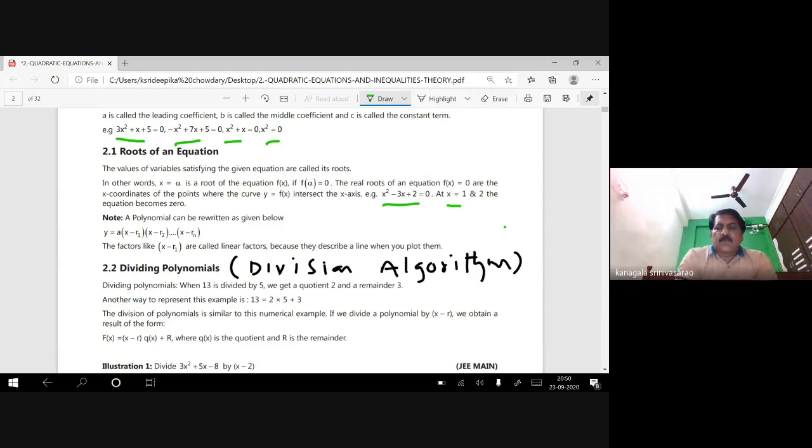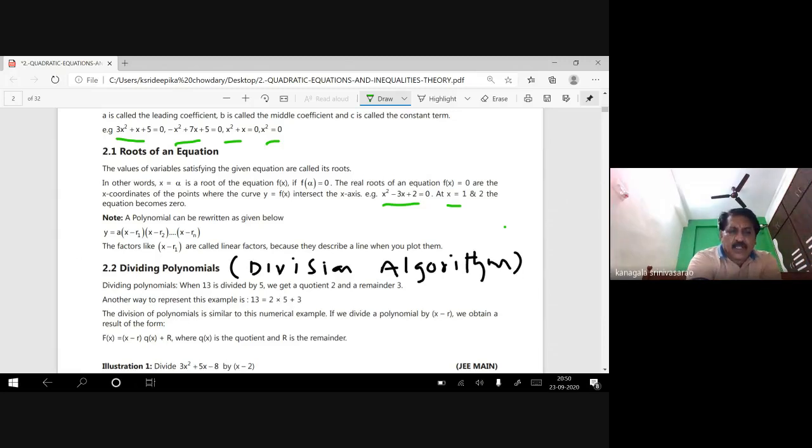The next thing is, when the roots are given, I can write a polynomial. In general notation, R1, R2, up to Rn are the roots of the given equation. The polynomial f of x can be k into corresponding factor 1, corresponding factor 2, corresponding factor 3, and so forth. Here they are the different factors given by the different zeros of the polynomial.